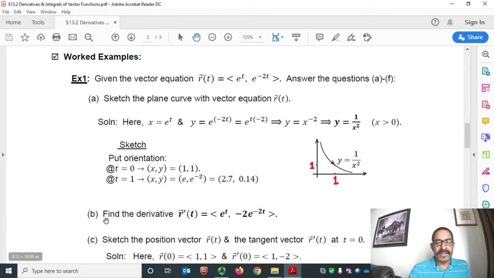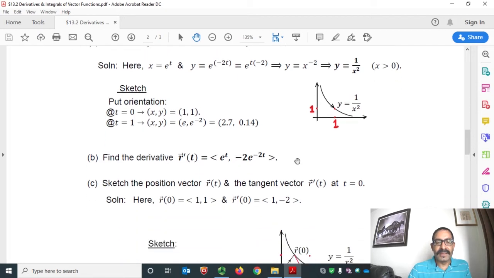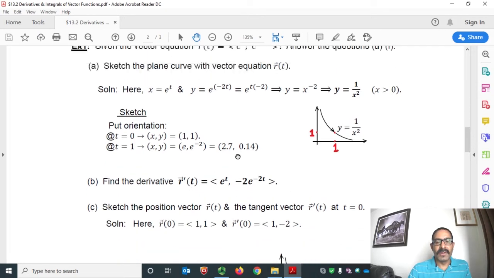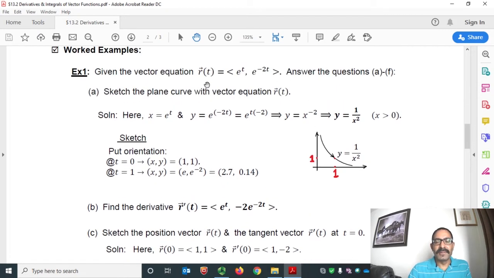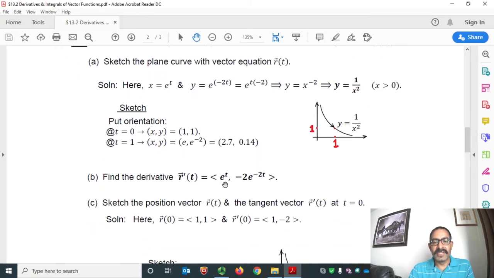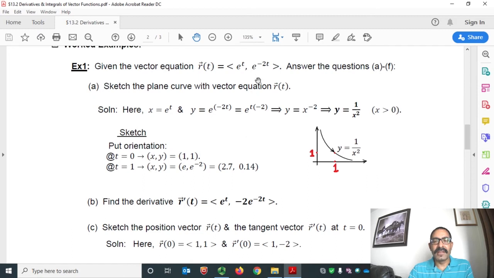Great. So part B, find the derivatives of r(t), which means we can take the derivatives component-wise. So here is e to the t's derivative, itself, and the derivative of e to the power negative 2t becomes negative 2 times e to the power negative 2t.